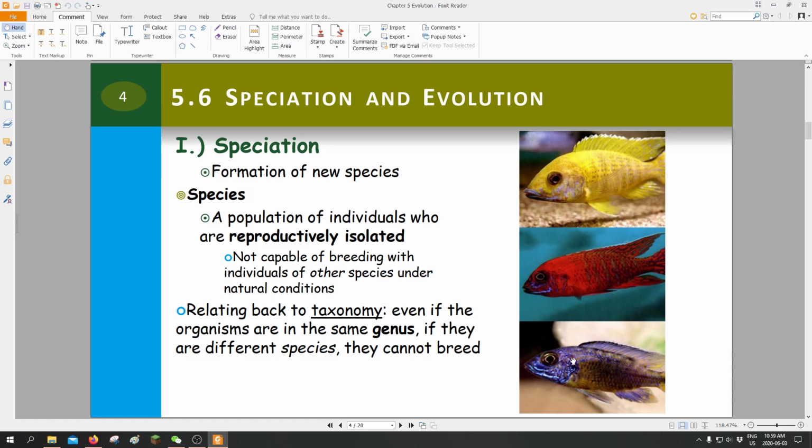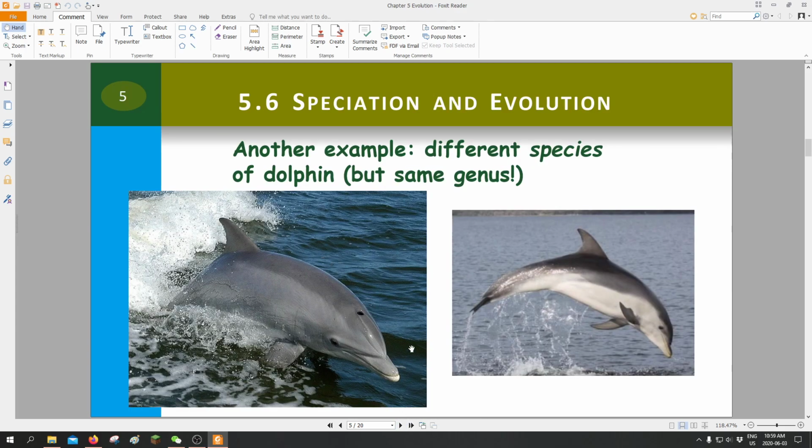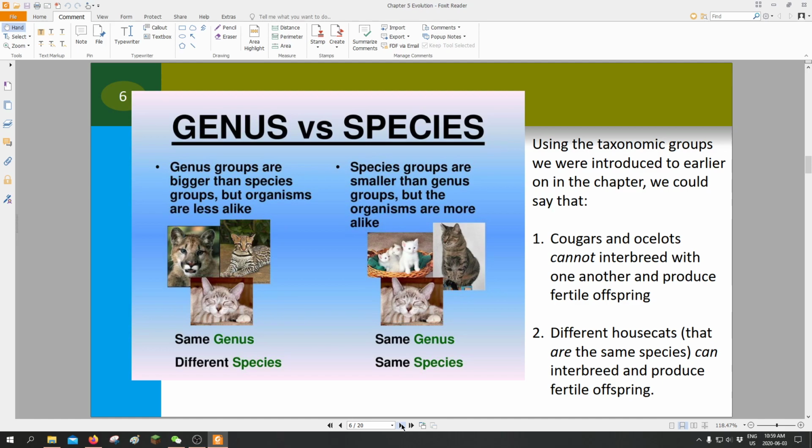This is a picture of 3 different species of fish. Even though they're all fish, because they are different species, they cannot actually breed with one another, create fertile eggs, or create fertile fish offspring. So, if they cannot breed with one another, they are part of different species, even if they're in the same genus. Another example could be these 2 different species of dolphins. Even though they are both dolphins, they are different species, so they would not be able to reproductively mate and create offspring.